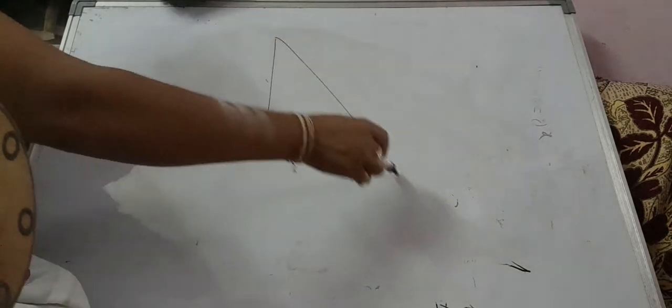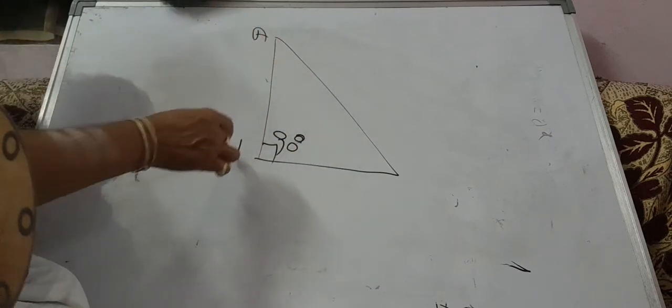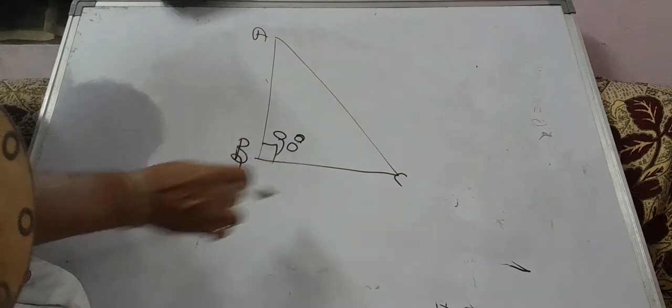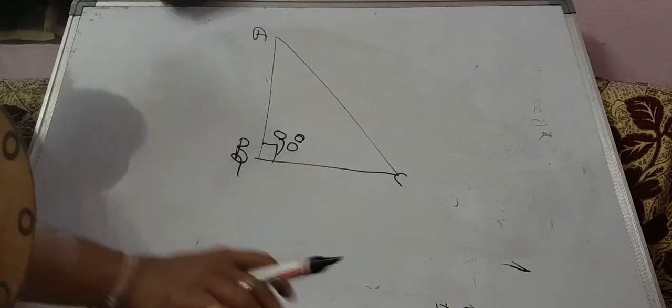And what is a right angle triangle? So in a triangle, if one angle is 90 degrees, that is called a right angle triangle. So these are the types of triangles.